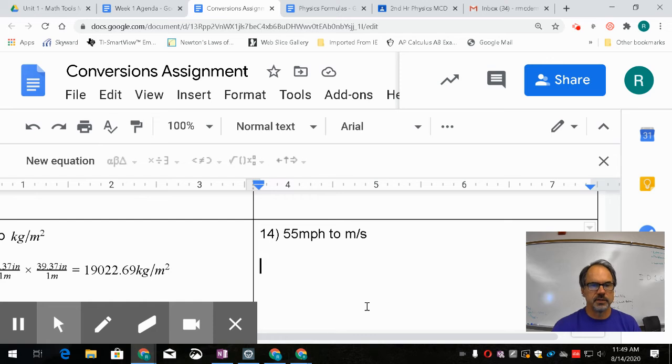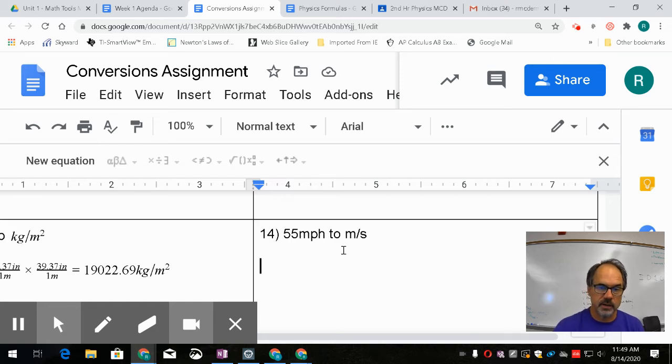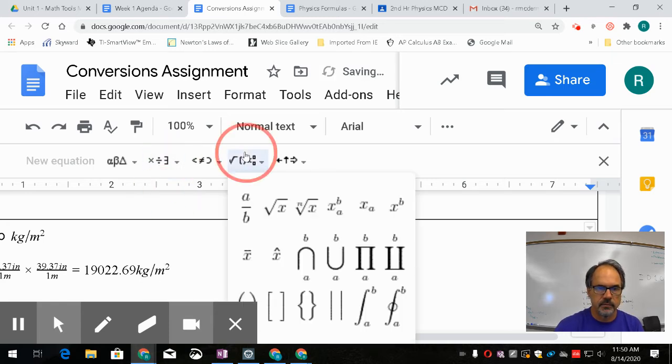Okay, just for fun, let's do another problem here. This says 55 miles per hour to meters per second. Because I've already done an equation, this toolbar will stay here until you hit this X. So I'm just going to do a new equation, and I'm going to do the 55. I'm going to do a fraction. 55 miles per hour, 1 hour, and then I'm going to do my times, and then fraction again.